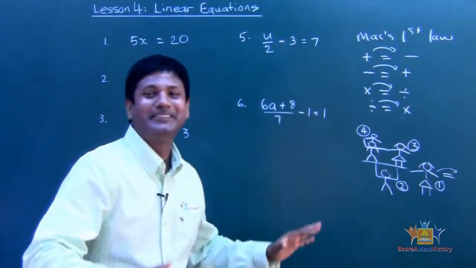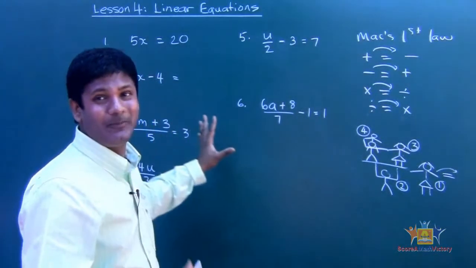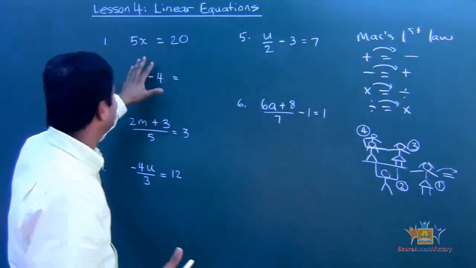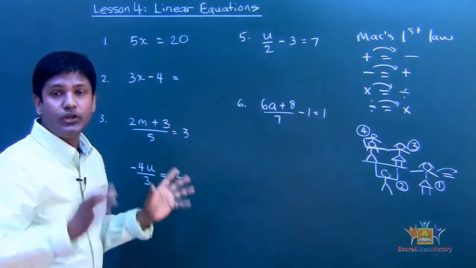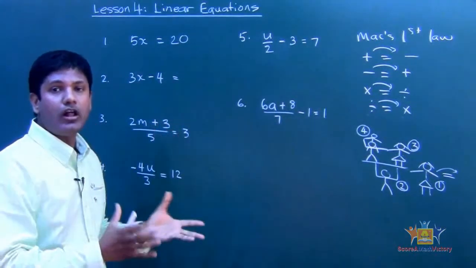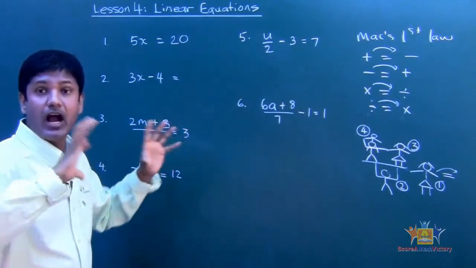Alright, my dear students, I got few problems listed on the board. Let's do it together, okay? Let's do the first one. The first one says 5x equals to 20. Your goal is what? When you say solve, you're looking for x. You want to isolate x.